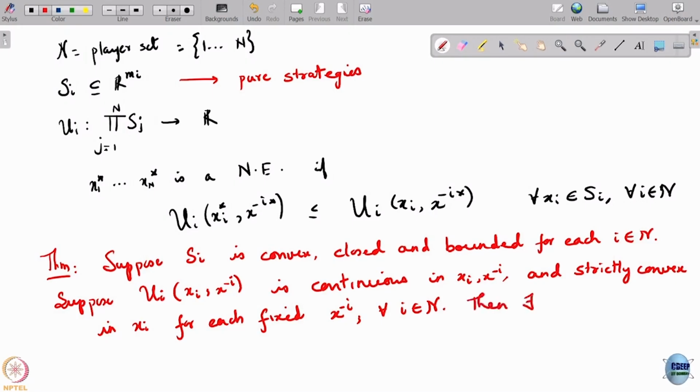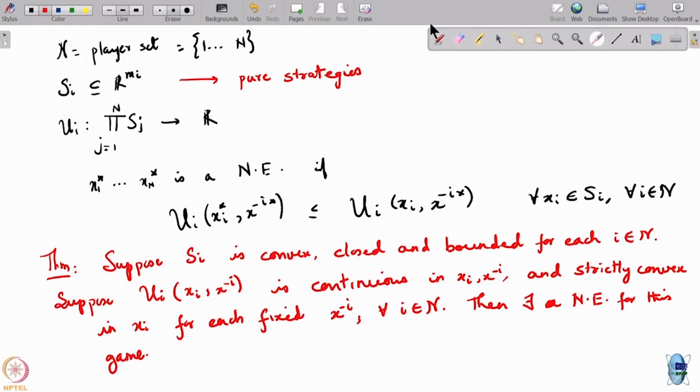Then there exists a Nash equilibrium for this game. So you can see what we have done is we have assumed some things that are similar to what we had earlier. The strategy set is now still convex, closed and bounded, just like it was when we looked at the set of mixed strategies. So the set of mixed strategies was for a game with finitely many pure strategies. The set of mixed strategies was also closed, convex and bounded.